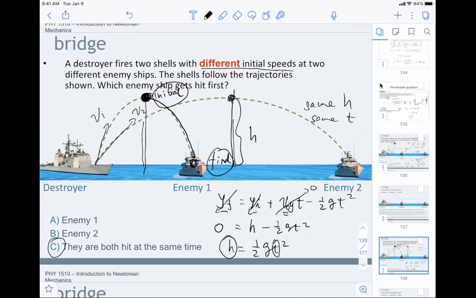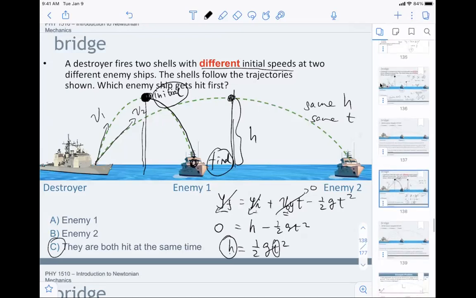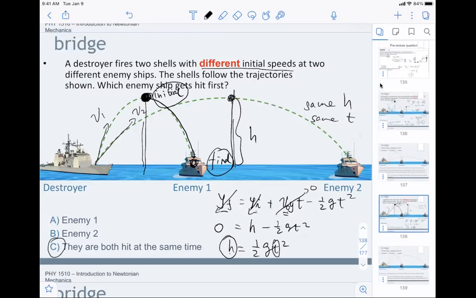All right, so that's all for today. This is the parabolic motion, and we look at x and y separately.